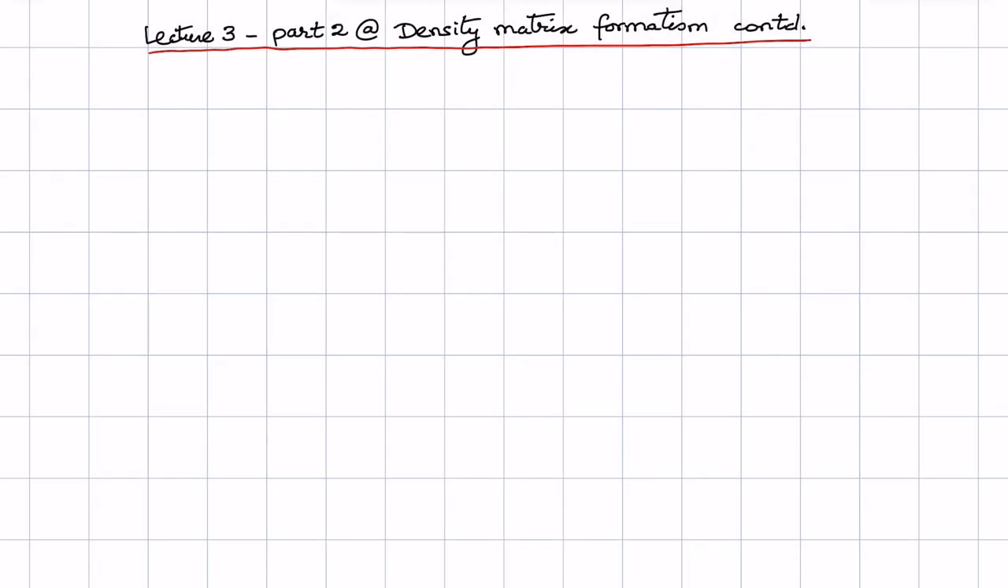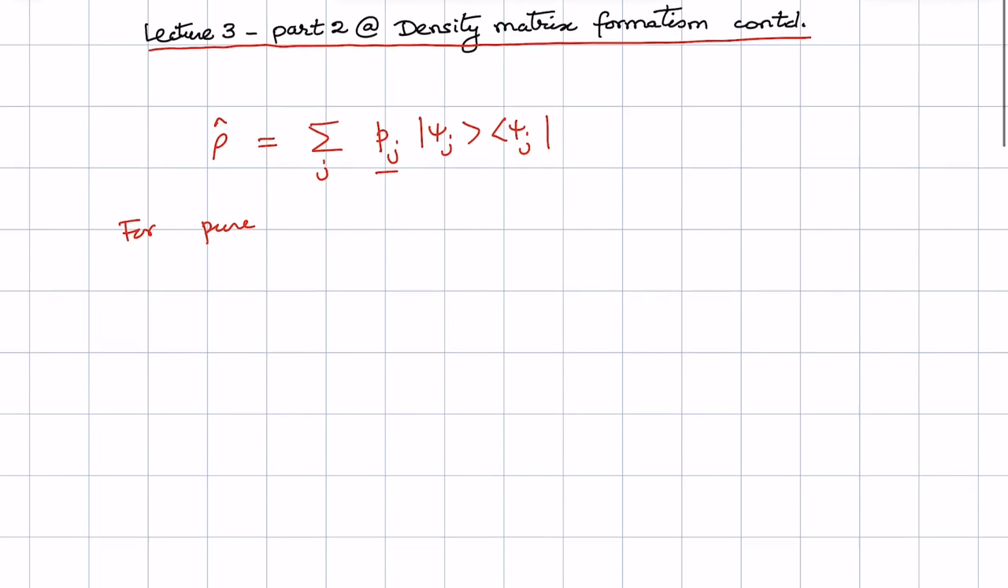In the last lecture, we defined a density operator rho cap as follows. Rho cap is equal to sum over j pj |psi j><psi j|. And it can be used to represent both pure and mixed states. For pure state, the classical probability Pj is equal to 1. You just have only one state. So for pure state, the density operator is simply |psi><psi|, the outer product.